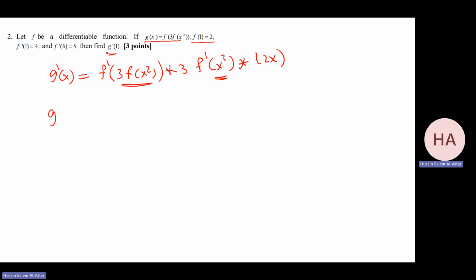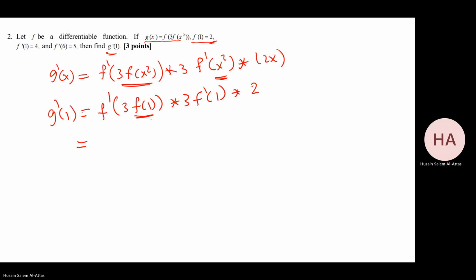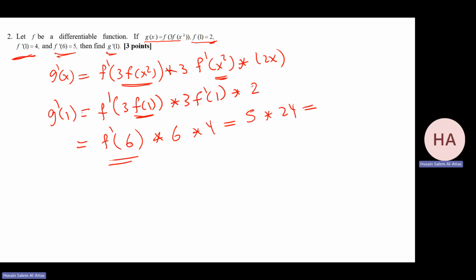Now I need g prime at 1. That will be f prime at 3, f at 1 also, times 3, f prime at 1. What is f at 1? F at 1 is 2. So that will be f prime 3 times 2, which is 6, times 6, f prime at 1, it's 4. And f prime at 6 is 5. So that will be 5 times 24, which is 120.